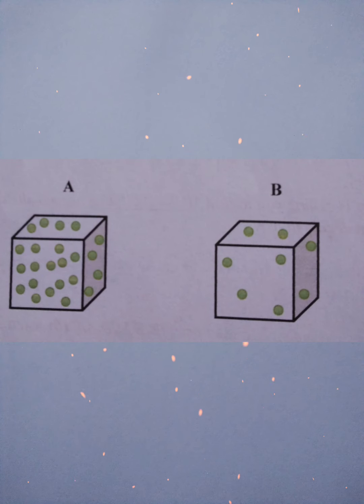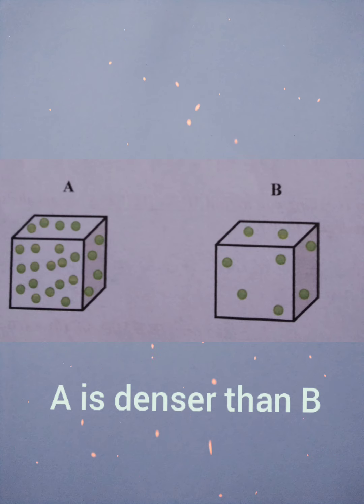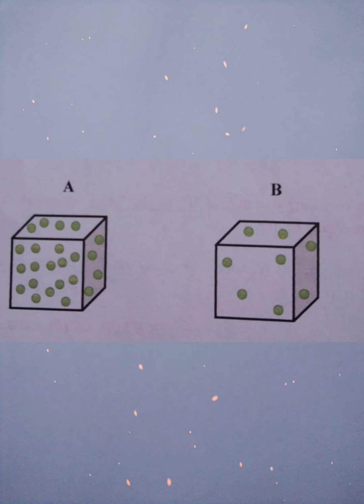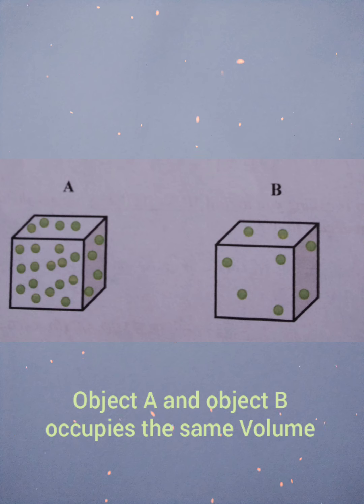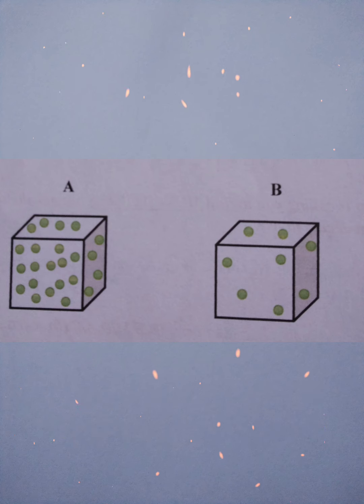Density can also be described as a measure of the proximity or closeness of the particles within a given substance. For example, object A is denser than object B because even though they occupy the same volume, the particles in A are closer together than those in B. This also results in object A having more particles within the same volume as object B, which ultimately makes it heavier.